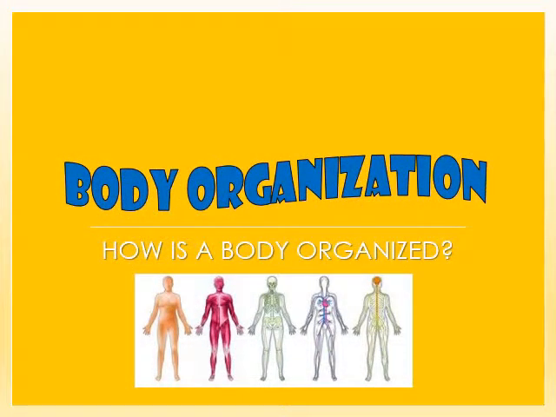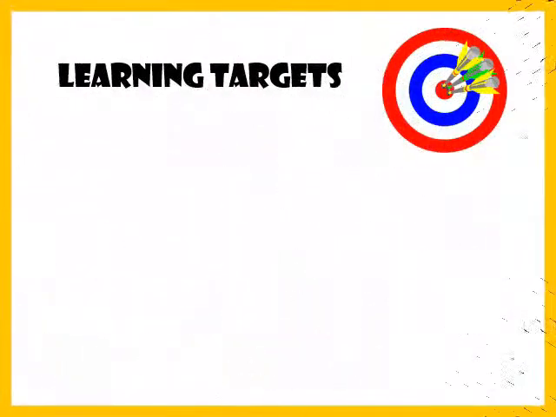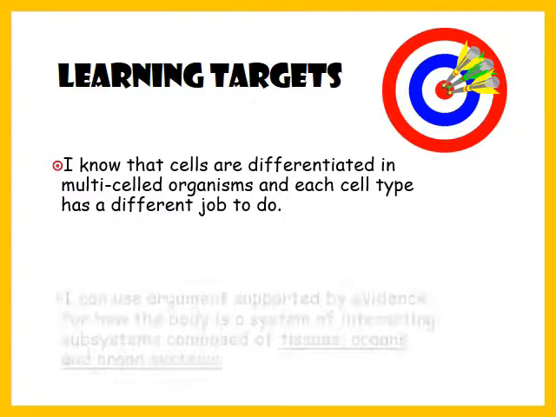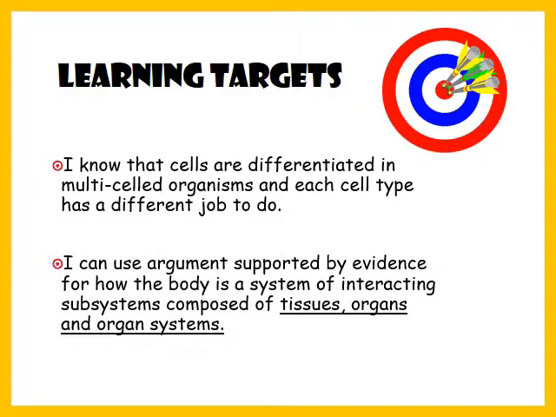Body organization. How is a body organized? Your learning targets are to know that cells are differentiated in multi-celled organisms and that each cell type has a different job to do. And that you can create an argument supported by evidence that the body is a system of interacting subsystems, hopefully you remember that word, composed of tissues, organs, and organ systems. Let's get started.